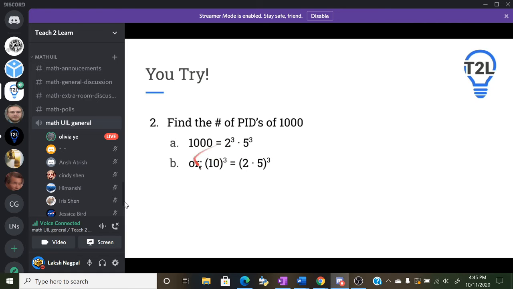But an easier way to derive this one, since 1000 is just 10 cubed, you could take the prime factorization of 10 and then cube each factor to get it, and it'd be the same way. So if you have 2 cubed times 5 cubed, we add 1 to each exponent. So in this case, 3 becomes 4, and then you add 1 to 3 here, and 3 also becomes 4. So you have 4 times 4, and so then there are 16 positive integral divisors of 1000. Good job.